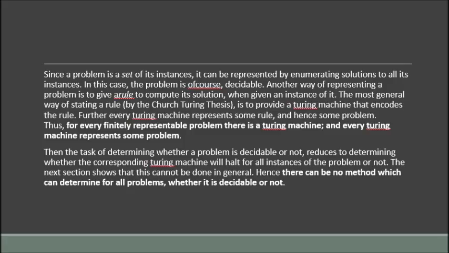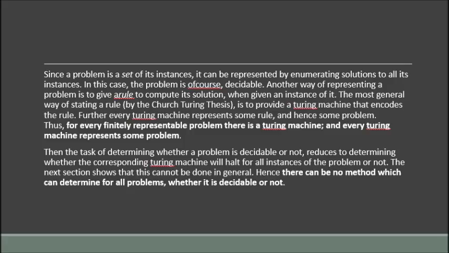Some problems that can be stated in a very simple way are undecidable. But maybe for those problems that can be represented finitely, we can at least find out whether they are decidable or not. To continue the discussion, we need a way of representing problems. Since a problem is a set of its instances, it can be represented by enumerating solutions to all instances. In this case, the problem is of course decidable.